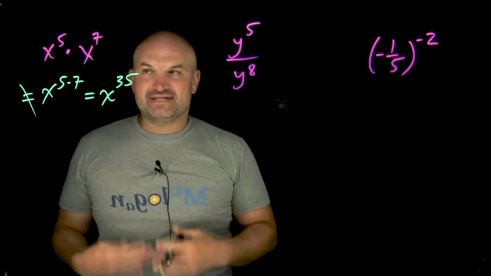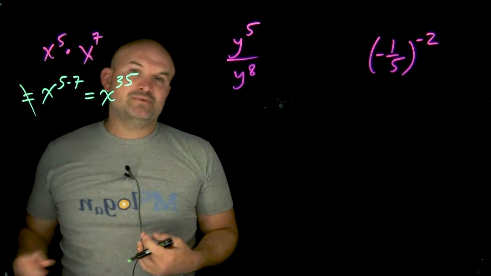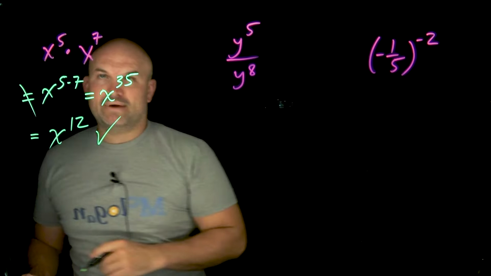Remember, the rules of exponents say, the product property, when you're multiplying 2 exponents with the same base, you're going to add the powers. This is going to be x to the 12th power. Okay, make sure you're clear on that.